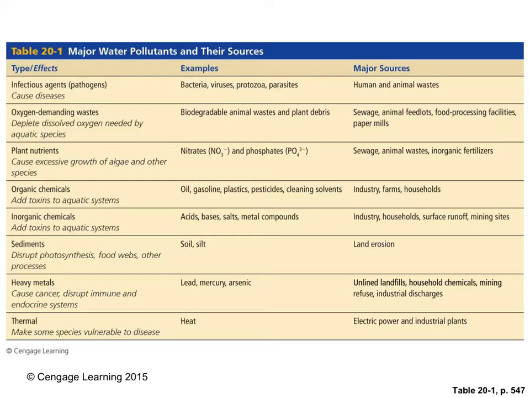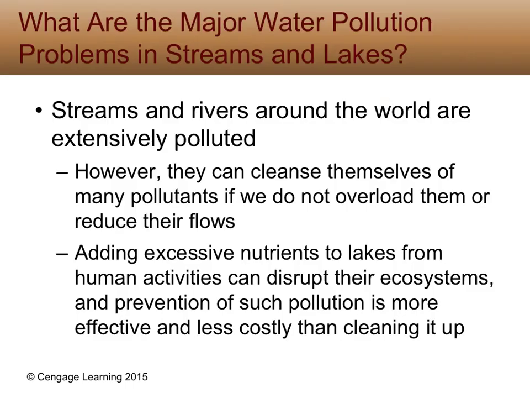Sediments, things like soil and silt. Yes, even if we have excessive soil that is rushed off into a water system, that can occlude it so much where fish can't survive or plants can't grow because it's too dark. Heavy metals are things like lead and mercury and arsenic, a lot of times from industry, from landfills. Thermal is heat. Heat is generally from electric power plants, from nuclear plants, from industrial plants, where they cool off their machines with water from a lake or a river, and then they return it, and that causes pollution.